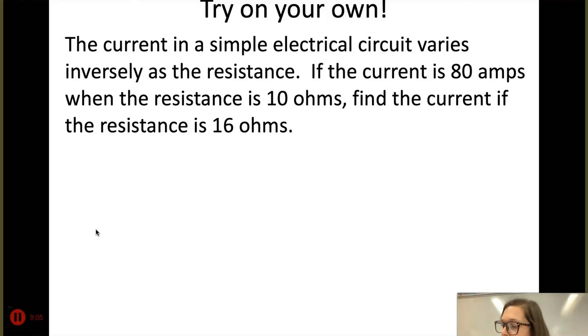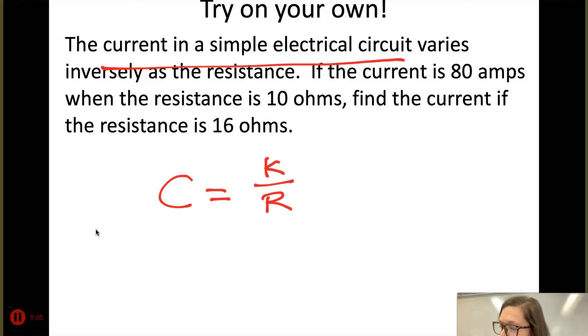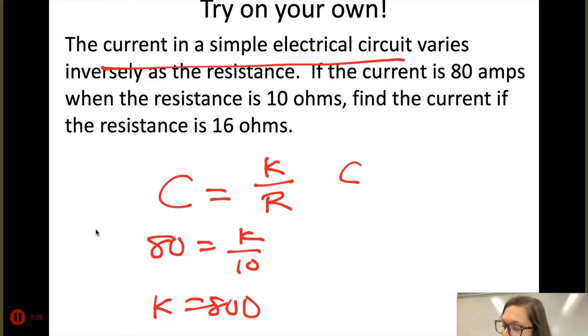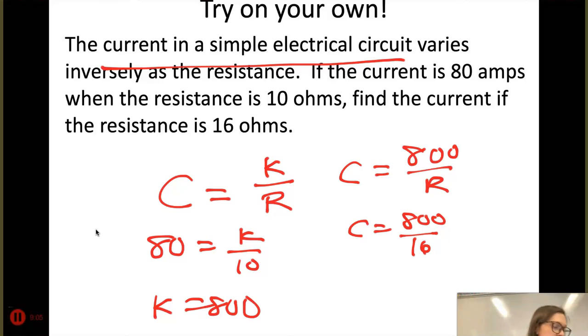So hopefully you came up with something like this. The part is the current, so I'm going to use C for current, which varies inversely, so K with the resistance, I'm going to use R. The current is 80 amps, the resistance is 10, which gets our K to be 800. So my new equation is C is equal to 800 over the resistance. Find the current if the resistance is 16. So 800 over 16 is 50. That would be 50 amps, my units. That's what you should have gotten there.